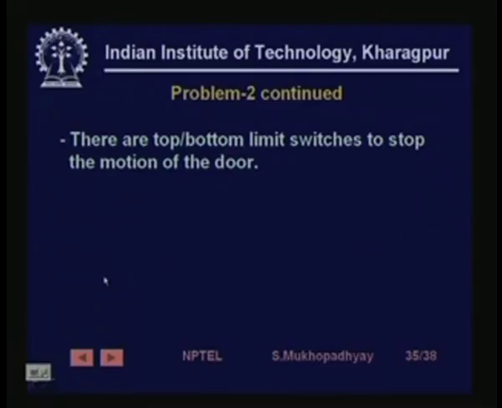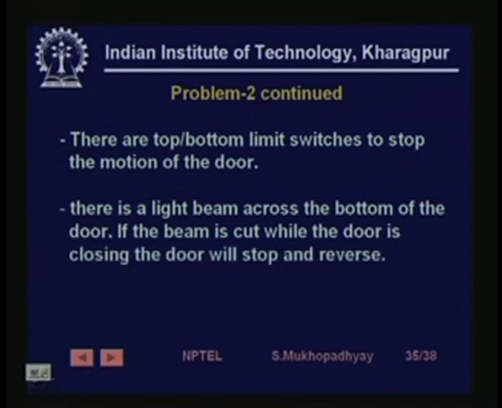Then there are top and bottom limit switches to stop the motion of the door. Obviously, you have pressed a button, it is going up, it has to stop somewhere. So, you have to have limit switches. There is a light beam across the bottom of the door. If the beam is cut while the door is closing, then the door will stop and reverse.